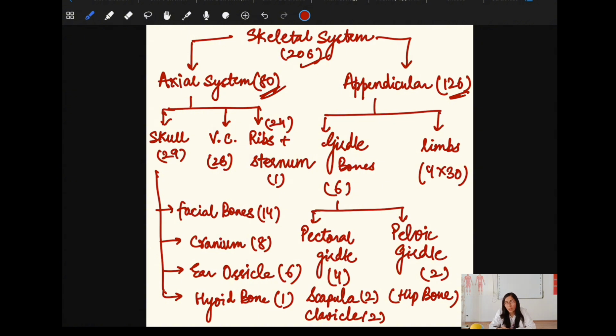In the skull, there are about 29 bones, and they are classified into the facial bones, the cranium, the ear ossicles, and the hyoid bone. The hyoid bone supports the tongue. There are 3 ear ossicles in each ear: the incus, malleus, and stapes. The cranium has 8 bones.